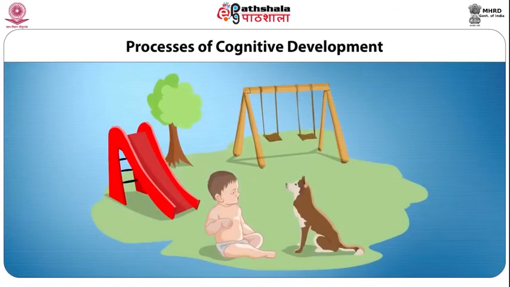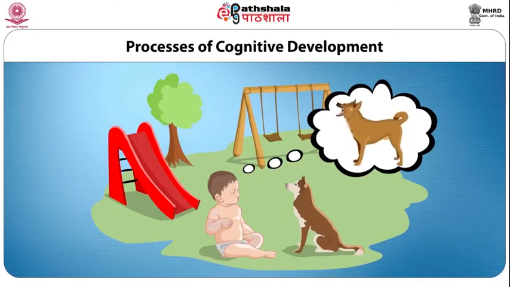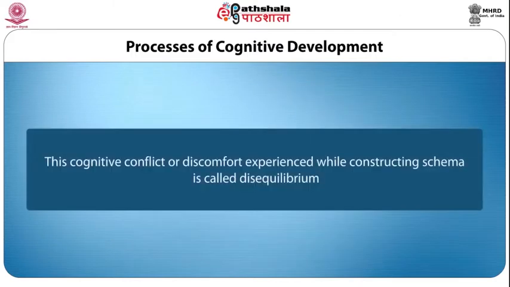Now the child looks at a dog in the park and observes it. He experiences disequilibrium as the schema does not include barking and the furry nature of dogs. This cognitive conflict or discomfort experienced while constructing a schema is called disequilibrium.